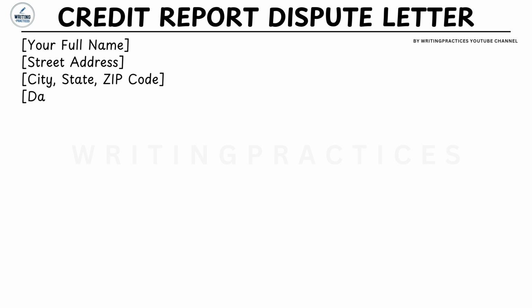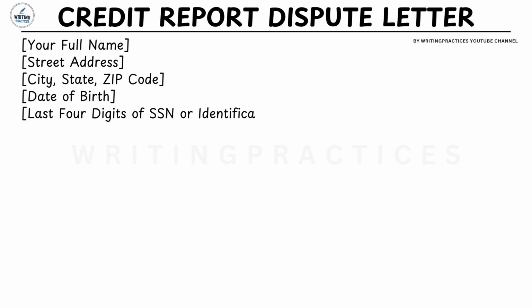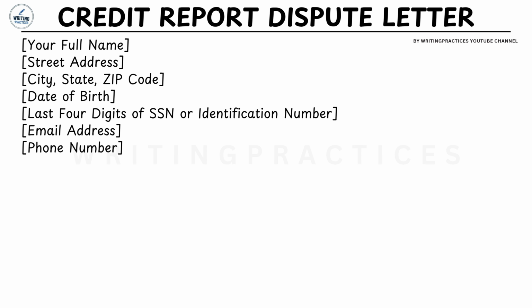This letter is your opportunity to formally challenge inaccurate information, provide supporting evidence, and request corrections under credit reporting laws. So, here is how to write it. Personal information section. This is the first part of the letter where you identify yourself.